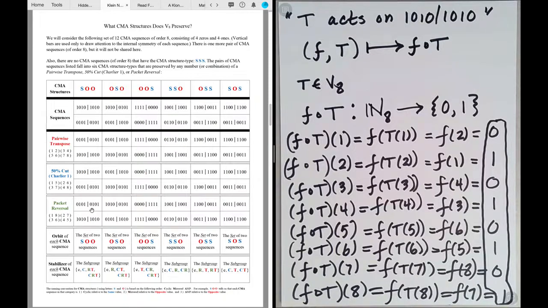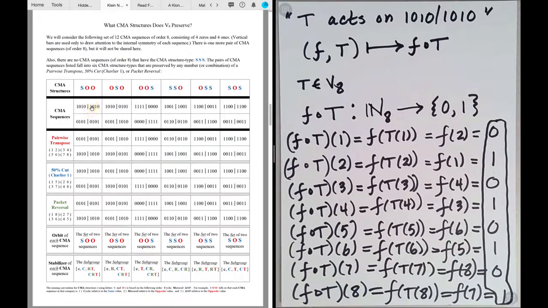Packet reversal. Well, that will invert things again, right? It'll take this one. If you reverse the order of those values, you'll get the inversion of that sequence, which is what we've listed here. And the same thing here. If you start with the inversion of this one, and then take the packet reversal of it, you'll get the original sequence above.